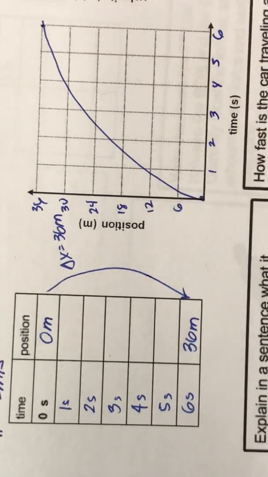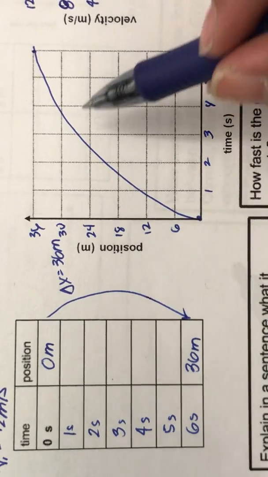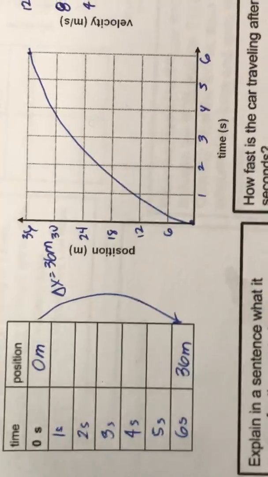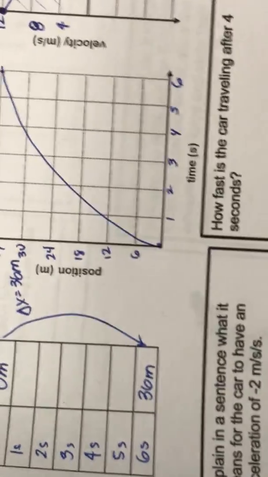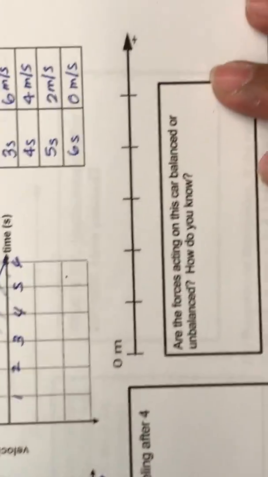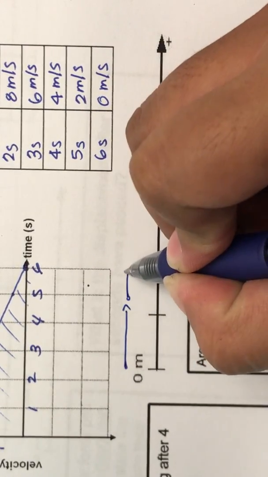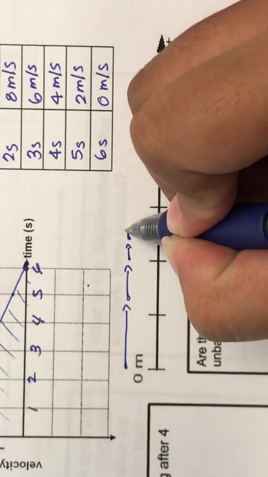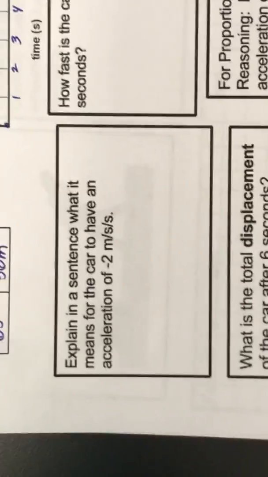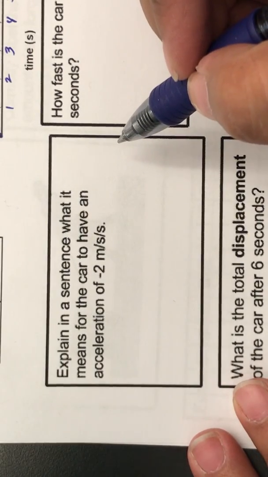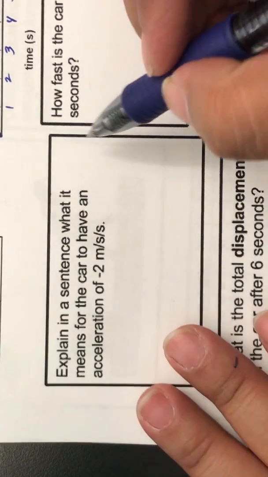And we're just going to go with a general shape. It's not totally accurate, but this is going to be sufficient for you. All right, and then for our motion map, it looks like it is slowing down. Then we're going to explain in a sentence what it means for the car to have an acceleration of -2 meters per second squared.